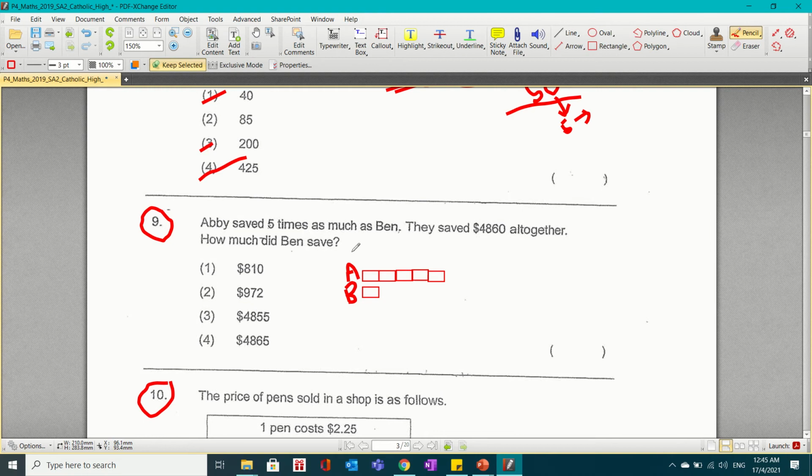So in this case, I've just drawn a model here, but you can just do a simple scribble or sketch on your paper, just for you to understand how many units you're getting and how you should divide the total money that they have. So in this case, Abby saved 5 times as much as Ben, so a simple model should just have 5 units, 1 unit, and they saved a total of 4680. So how much did Ben save? In this case, it's clear enough to you that you have 6 units. So just divide the value by 6 and you should get the answer.